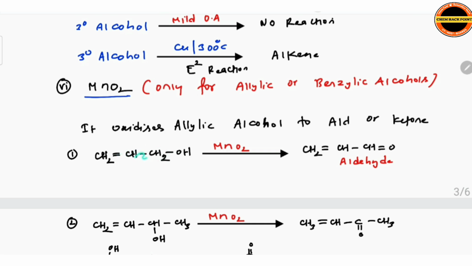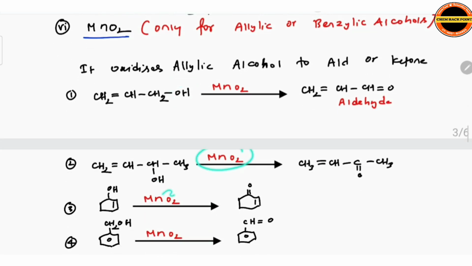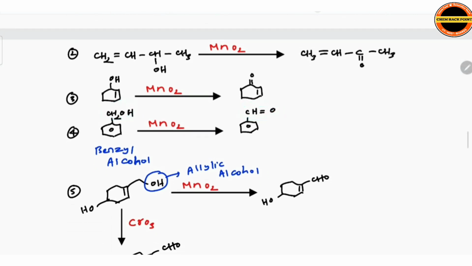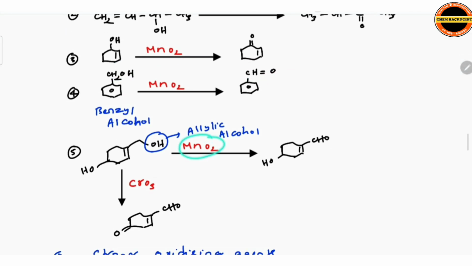Not the carbon immediately connected to the double bond; the carbon next to the double bonded carbon is the allylic carbon. So here the alcohol is converted into aldehyde. Similarly, with MnO2, see here, it is a primary alcohol. This is a secondary alcohol; secondary alcohol converts into ketone. MnO2: so here allylic alcohol converts into ketone. CH2OH with MnO2 converts into CHO, benzyl alcohol. See here, MnO2 can convert only allylic alcohols into aldehyde.